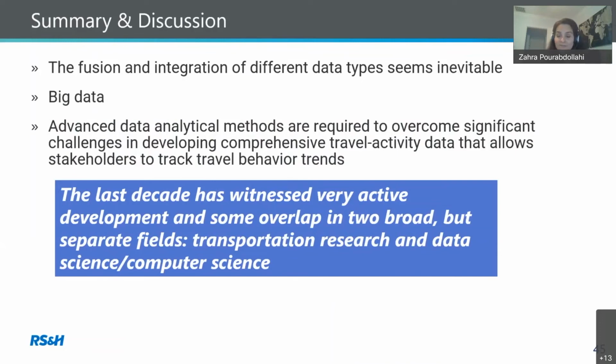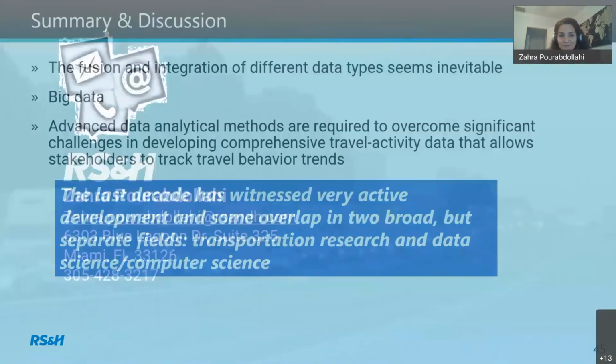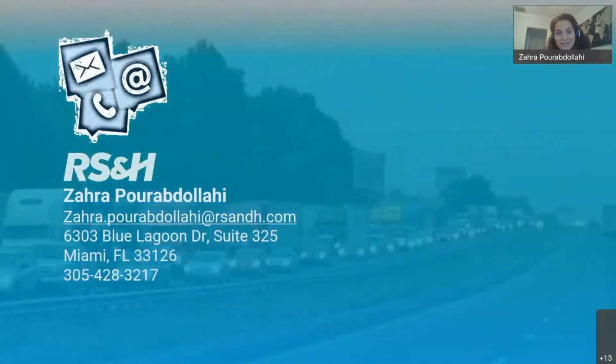And big data is the future. So advanced analytical methods and data mining methods require skill to overcome the challenges associated with big data analysis. And the last decade has shown that the travel demand or transportation research field is becoming a more integrated field with data science and computer science. And there are some overlaps, so you can work in either industry, I believe, if you have some specific skills. And with that, I finish my presentation.